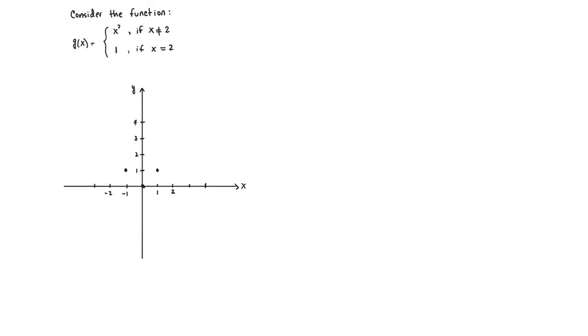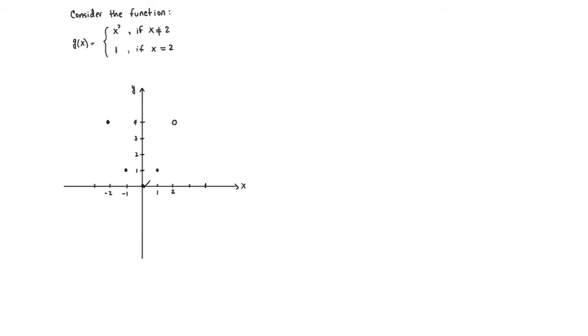When x is 2, I am not going to put a dot. I'm going to put an open circle because remember how the function has been defined: if x is 2, the value of the function is not going to be 2 squared, it is going to be 1. So here at 2, I am going to put an open circle indicating that the y value of this function is not going to be on the parabola. When x is negative 2, then the y value is going to be 4. So that point is going to be there.